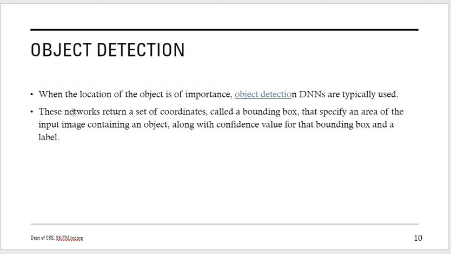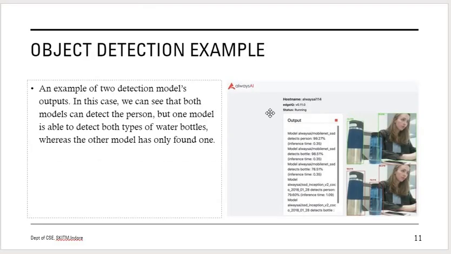Next is object detection. When the location of the object is important, object detection DNNs are typically used. This network returns a set of coordinates called the bounding box that specifies an area of the input image containing an object, along with the confidence value for the bounding box and a label.